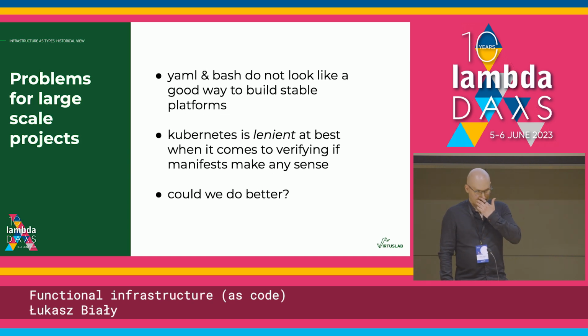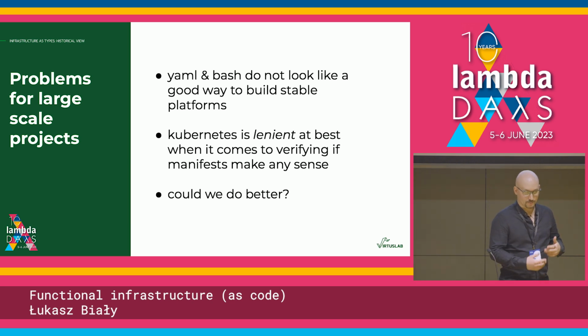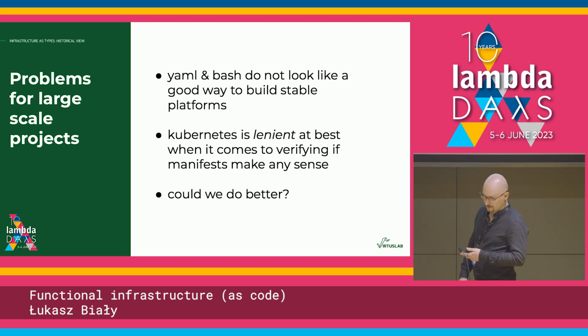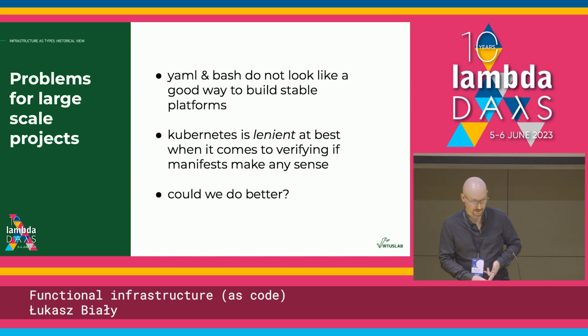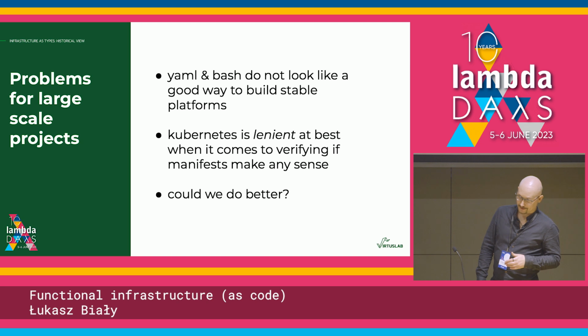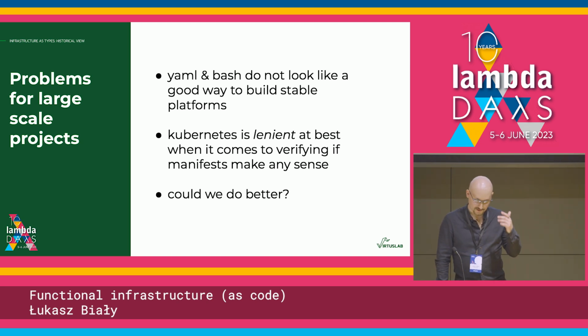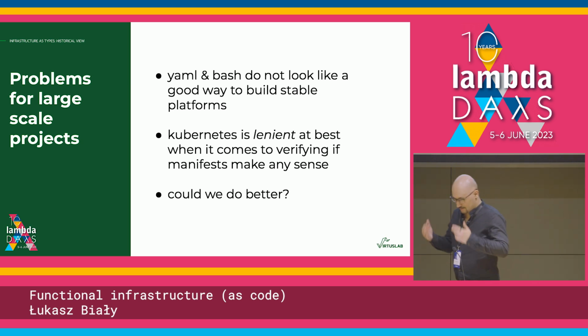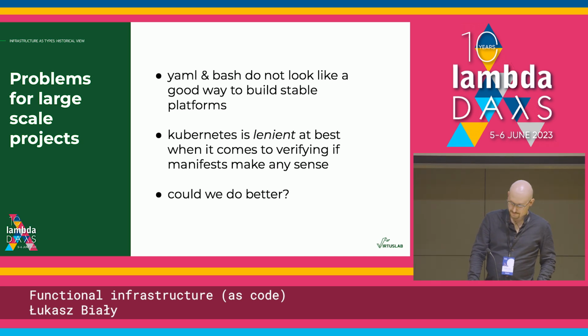So in Virtuslab, we have quite a lot of experience running big enterprise platforms for our customers. And we found out the hard way that YAML and Bash are probably not the best ways to do that. They are not really helping you build stable platforms. With Kubernetes in particular, we found out that doing YAML is very, very bad, as Kubernetes is very lenient. It allows you to apply stuff that doesn't make sense. So it will only crash and burn when you actually apply stuff, and then, well, you get alerts. So our thinking was, can we do better? Can we do something that would be good? And we were looking in the space, and that's how we found out Pulumi.